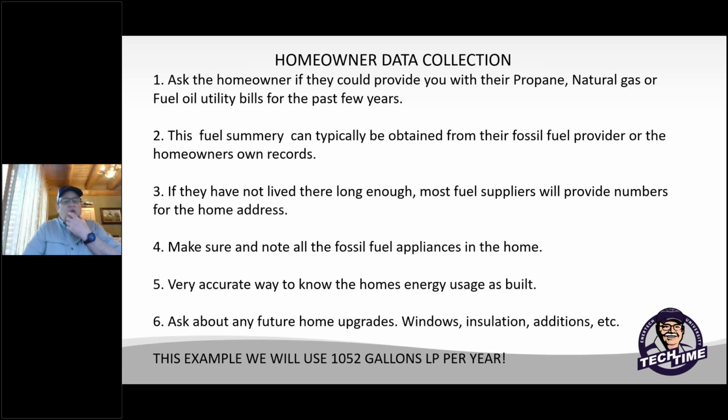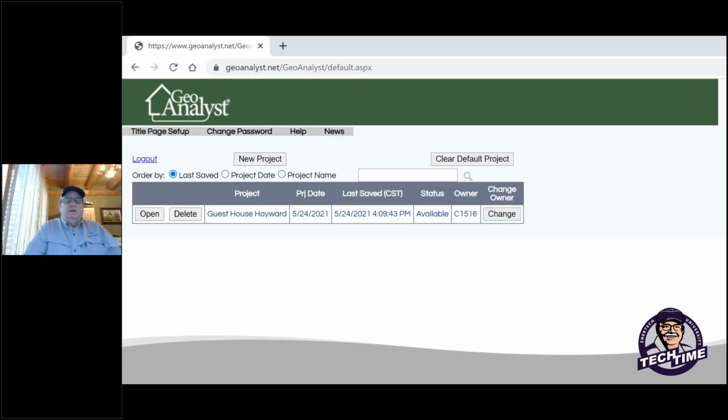So you need to log into your GeoAnalyst account, and you're going to either pick a brand new project, as you see, it says new project there, or you can pick one that you already have started. I do have one in here I'm going to use called the guest house in Hayward. Remember, there are future reports that you can print off for this, and great data that you can present to the homeowner upon completion of your quotation.